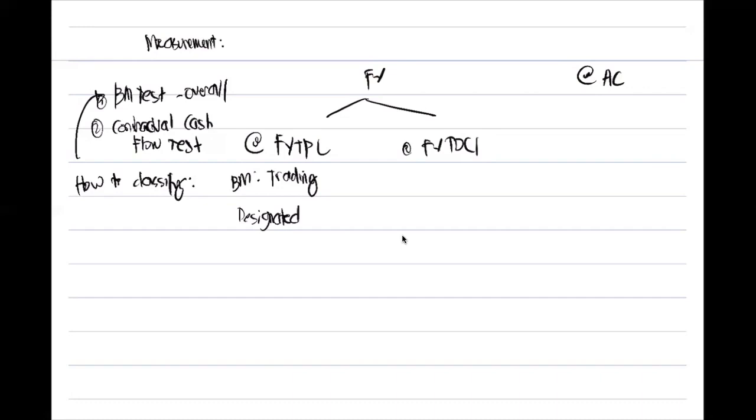Next, FVTOCI or fair value through other comprehensive income. How do we classify it? We classify it based on your contractual cash flows. So collection of contractual cash flows plus it is held for sale.